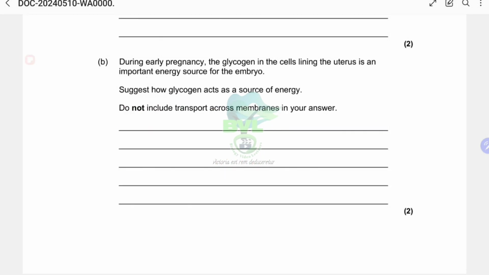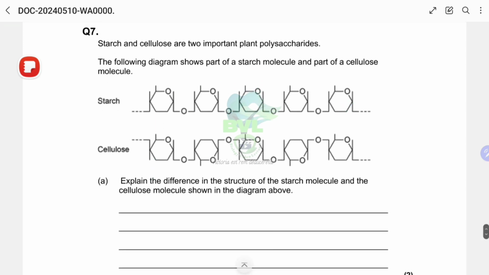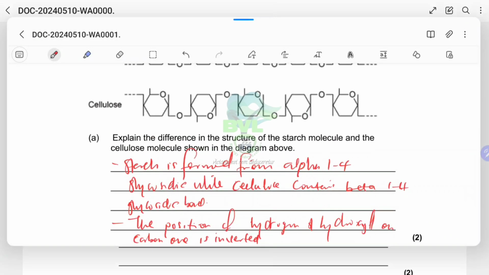Now, the next question says, starch and cellulose are 2 important polysaccharides. So you can see the structure here, and you are expected to explain the difference in structure of starch molecules and that of cellulose. What's the difference? And this is actually a guide to see that. So pause the video and see if you can attempt that. So here's the answer to that.